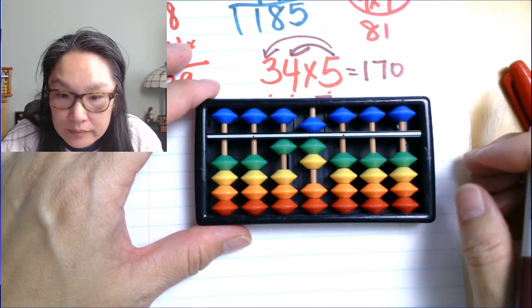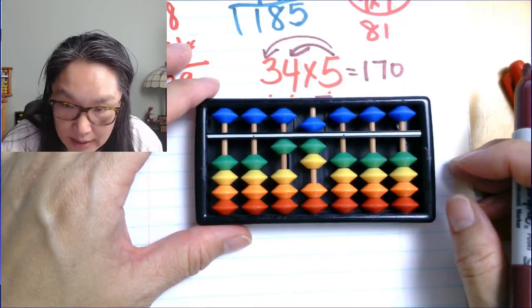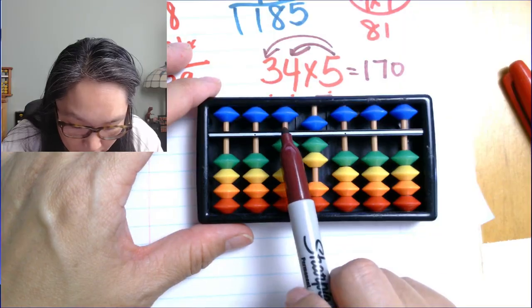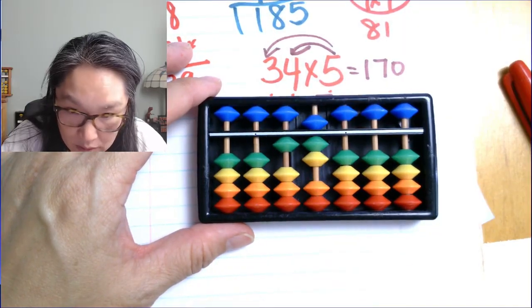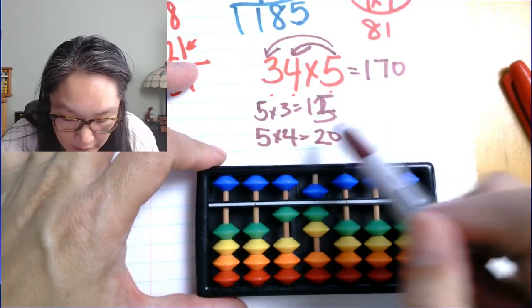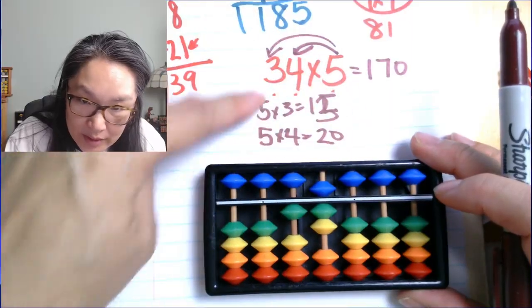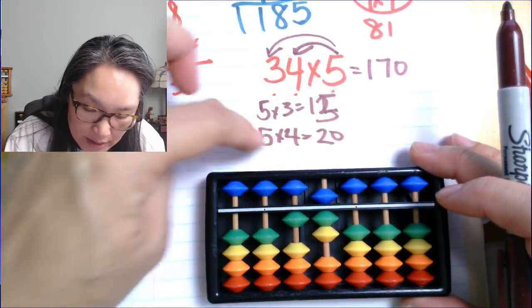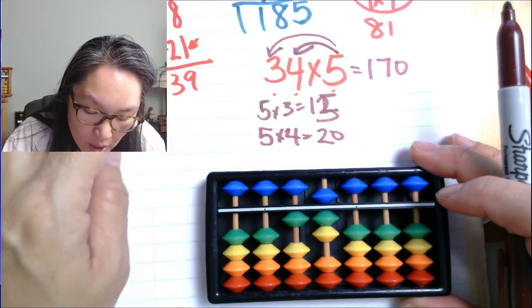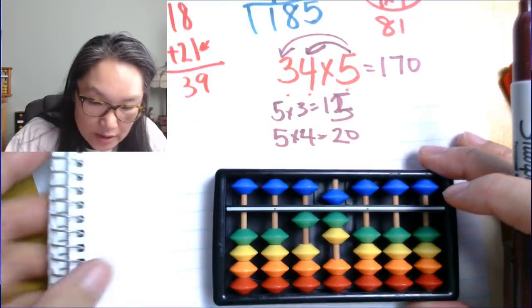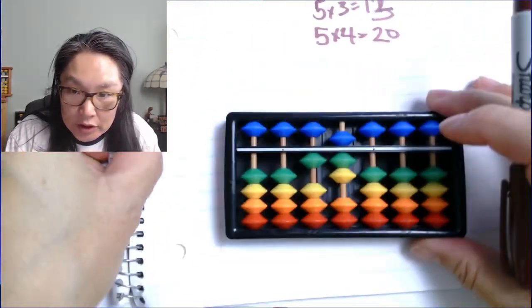170. Yes, exactly. 170. So we have our 100s, the 10s, and the 0. But notice the way I did it, right? We're stripping out the complexity. What we just did is our multiplication fact. That's all we did, just multiplication facts. We just need to know our multiplication facts. So then we can do another one.